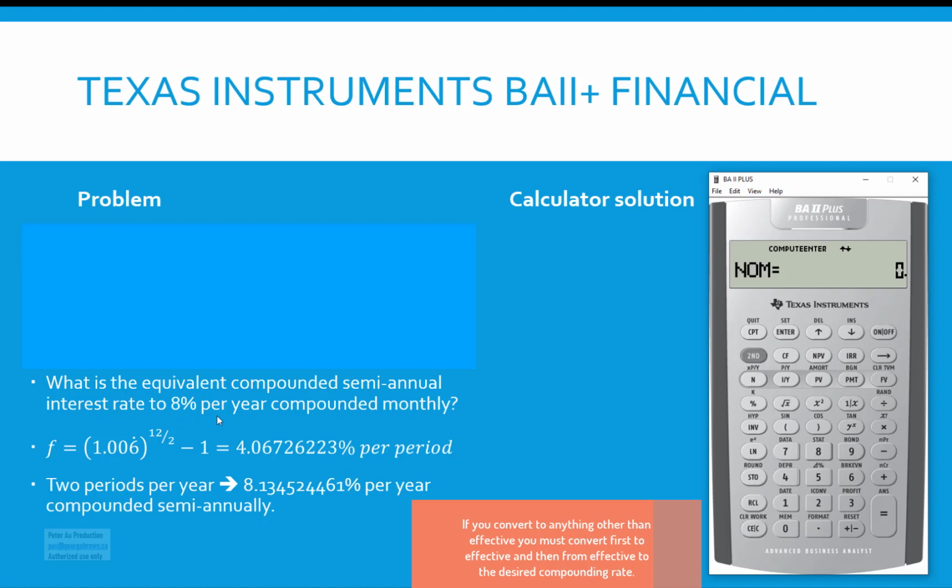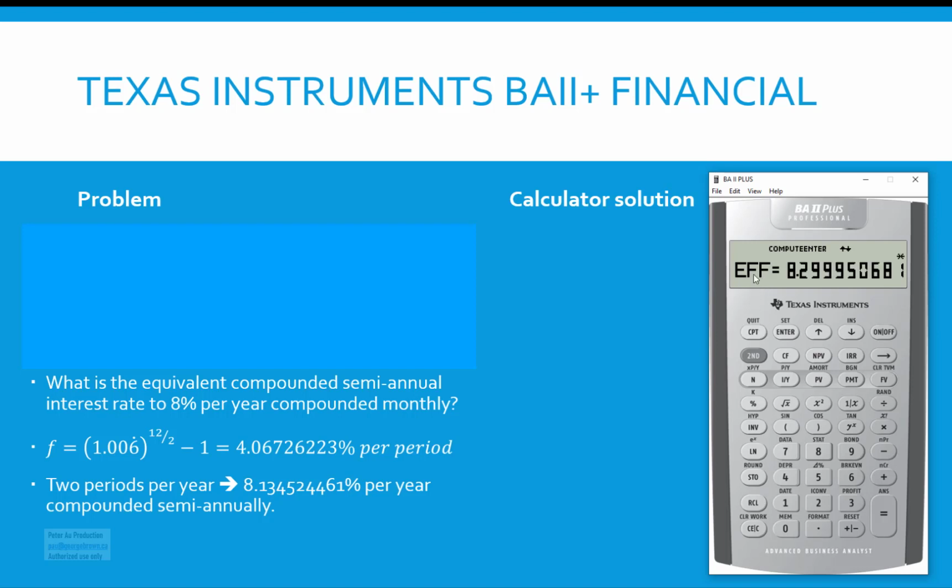We start with 8% per year compounded monthly. Press 8 and enter. For nominal, press the up arrow button. The compounds per year should be 12. If not, press 12, press enter. Press the up arrow button. We get to effective again. We need to convert to the effective yearly rate first before we convert to any other compounded rate. So we press compute to compute the yearly rate. The yearly rate is 8.299950681% compounded yearly or effective.